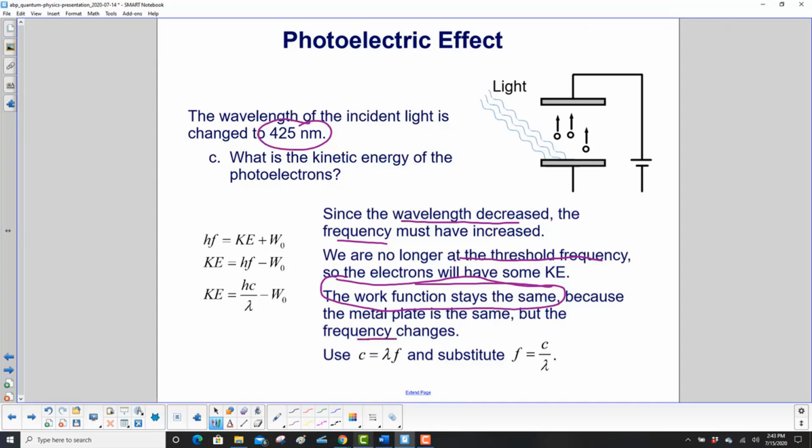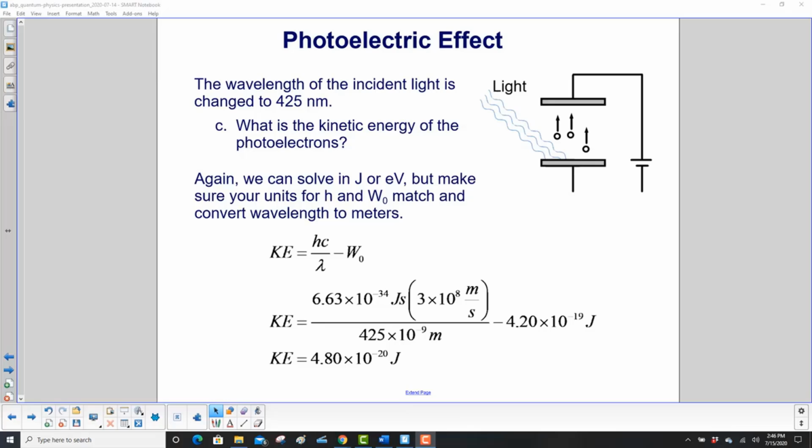So we're going to use, once again, hf, and f is equal to c over lambda over here. Okay, so this is the equation we're going to be using. Again, we can solve in joules or electron volts, but make sure your units for Planck's constant and the work function match and convert the wavelengths to meters.